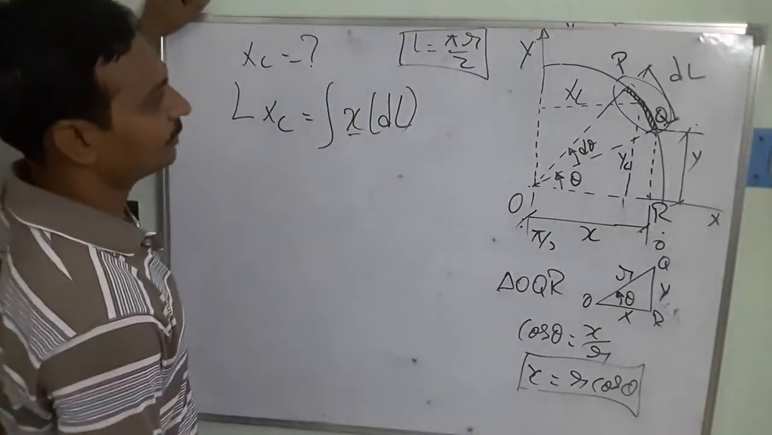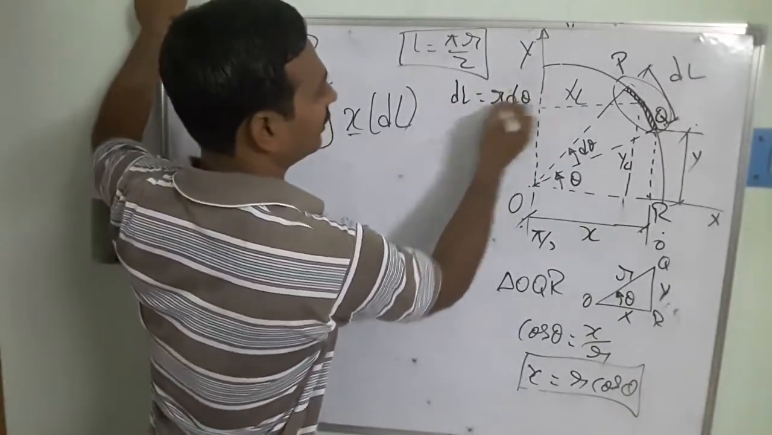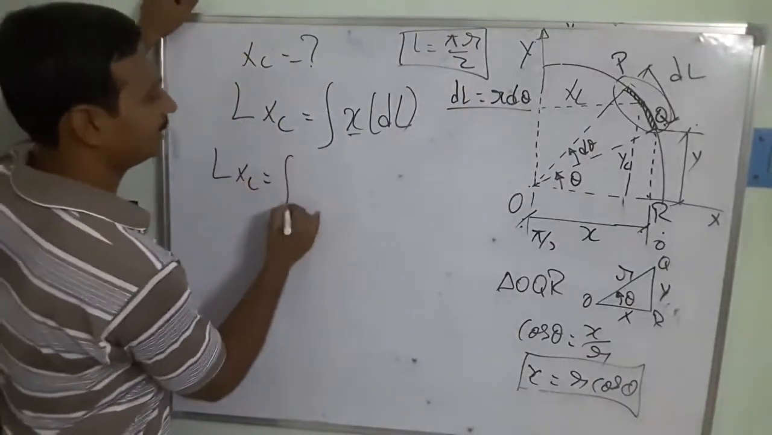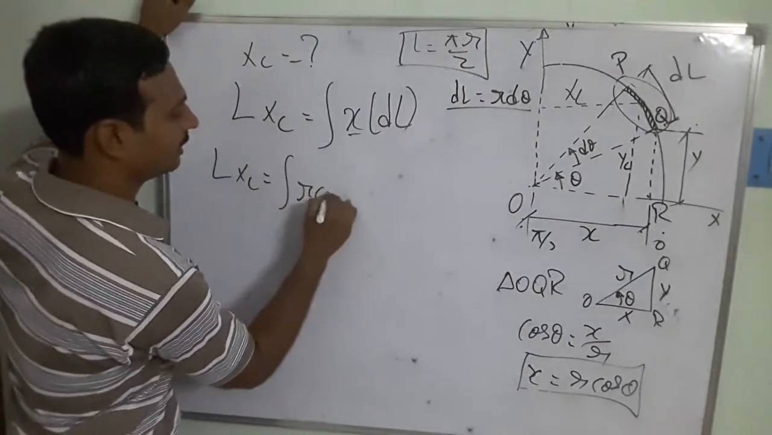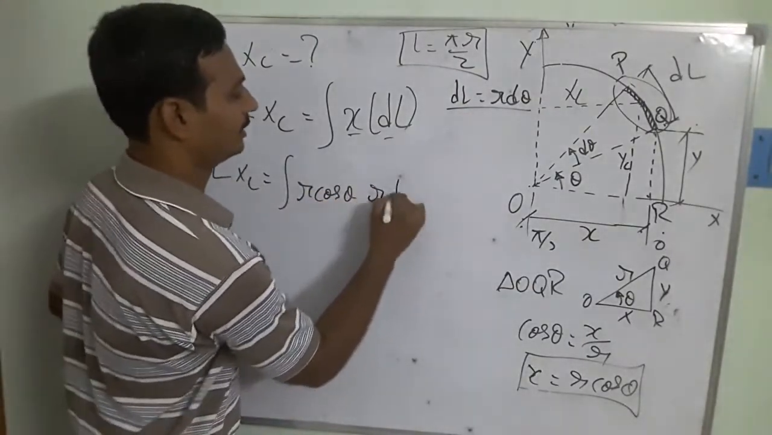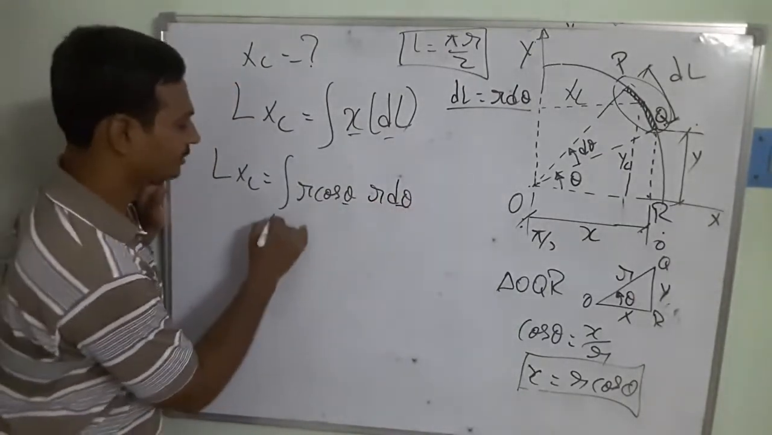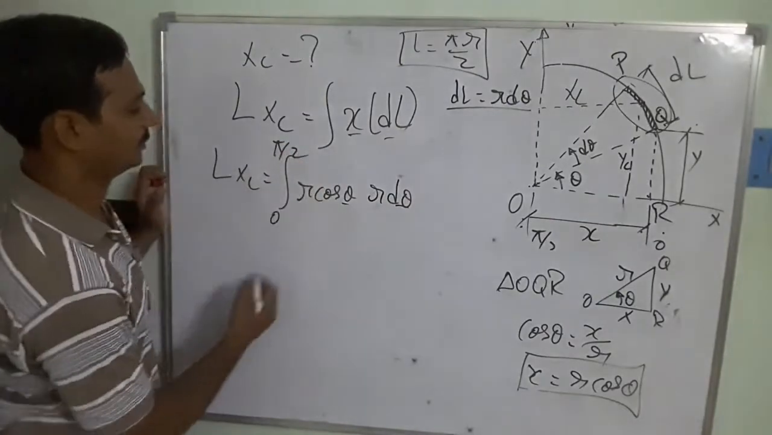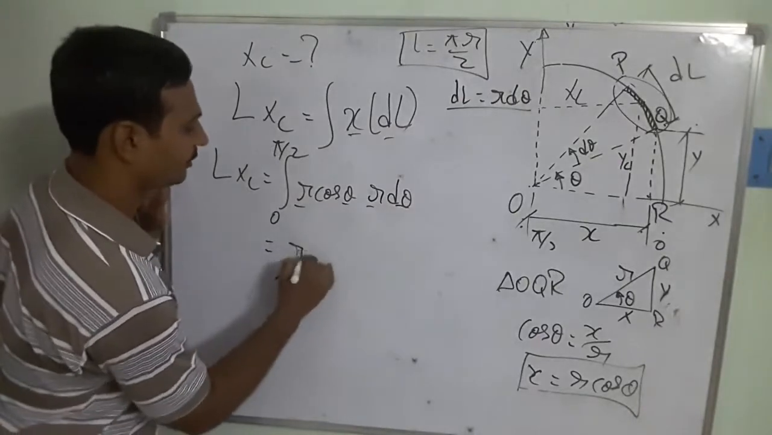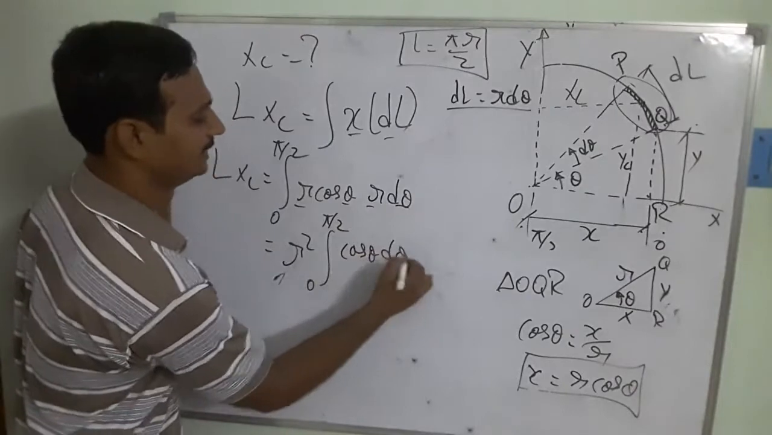In this case we got dl is equal to r d theta, and similarly L xc is equal to the integral of r cos theta into dl, where dl is r d theta. Theta is the variable, going from 0 to pi by 2. So here r becomes r square, times the integral from 0 to pi by 2 of cos theta d theta.